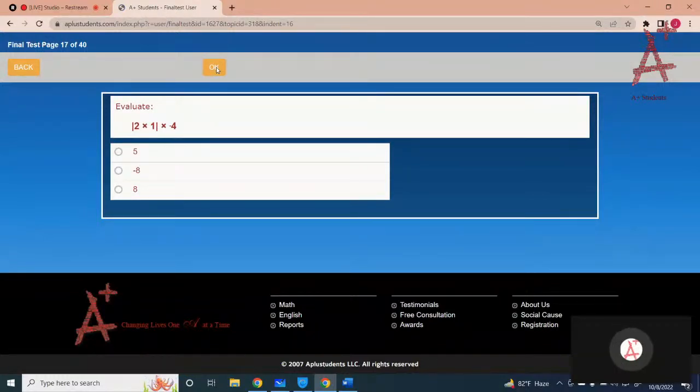Okay, evaluate 2 times the absolute value of 1, times negative 4. So 2 times 1 is 2 and the absolute value of 2 is 2. So you need to multiply 2 with a negative number. Multiplying numbers that have different signs, the answer must be negative, and 2 times 4 is a negative 8. Got it?